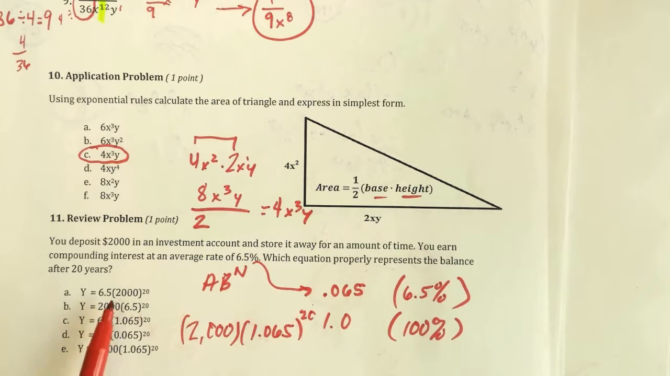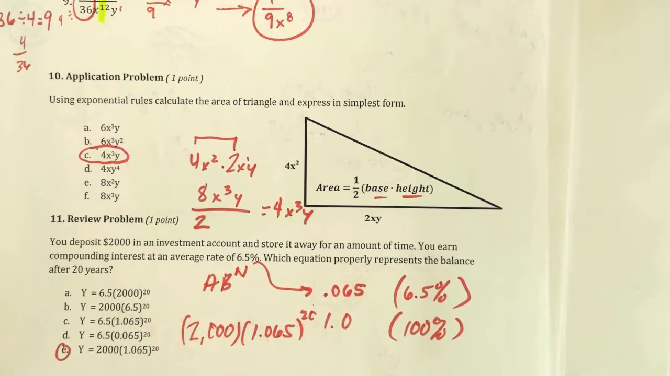So this equation has the wrong things. This one doesn't match. This one, 1.065, but look here, wrong starting amount. This one, correct starting amount and 1.065. That's right, choice E. That is all.